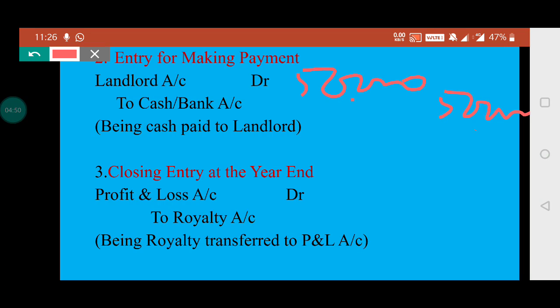Our closing entry. How much royalty you have earned should be debited to P&L account. Okay. So, here the journal entry is profit and loss account debit 30,000 to royalty account 30,000. Being royalty transferred to P&L account. It is the first case.